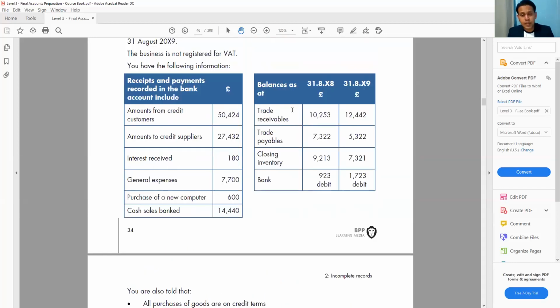On the other hand, we have some opening balances. For the trade receivables, the opening is 10,000 and the closing is 12,000. Trade payable opening is 7,322 and the closing is 5,322. Inventory, we have 9,213 and 7,321. Bank, we have opening balance 923 and the closing is 1,723. So this is the information we have.